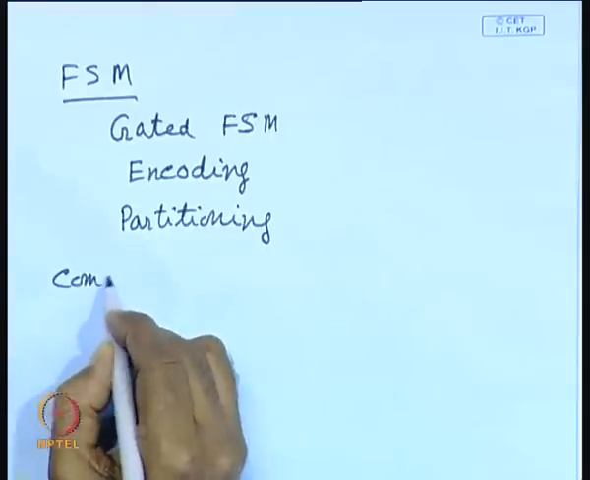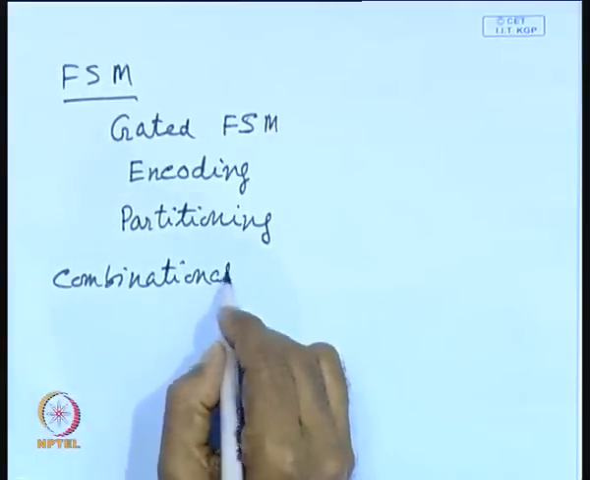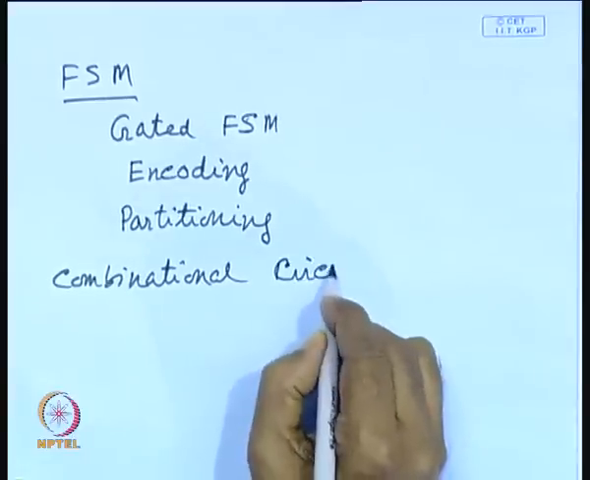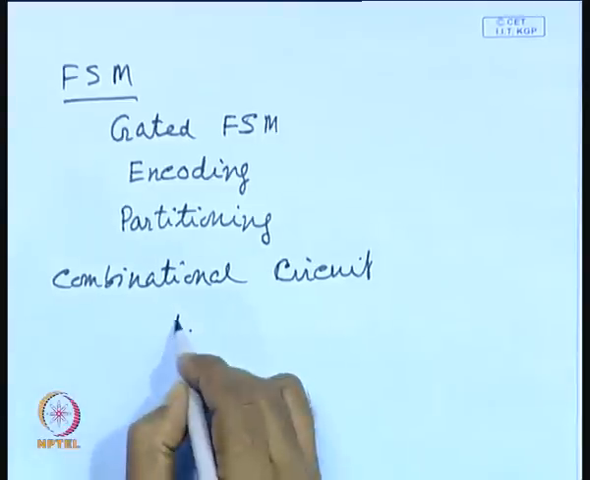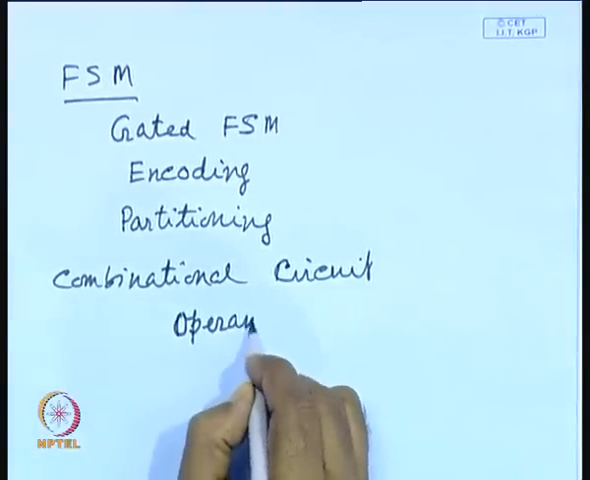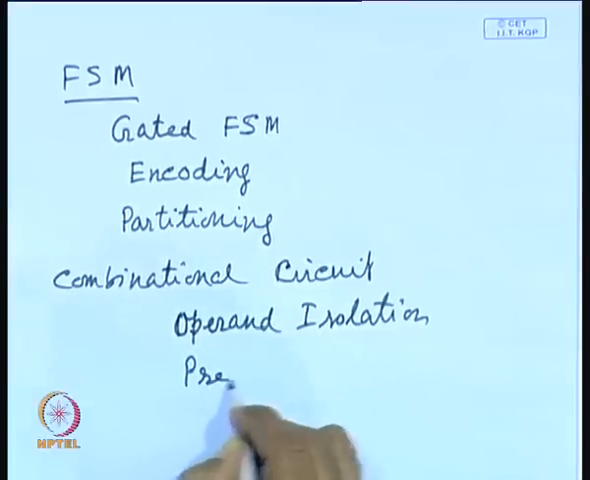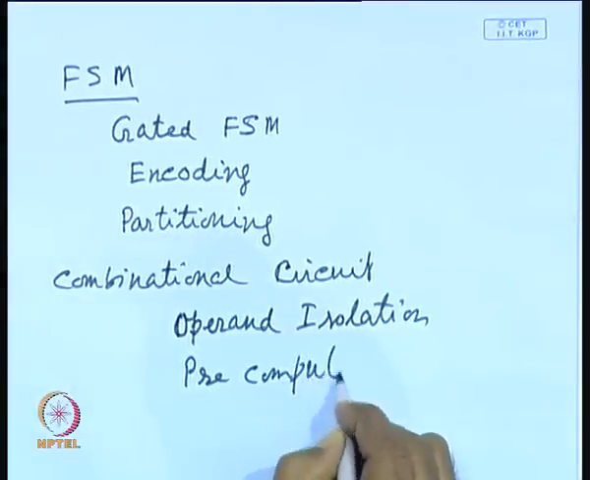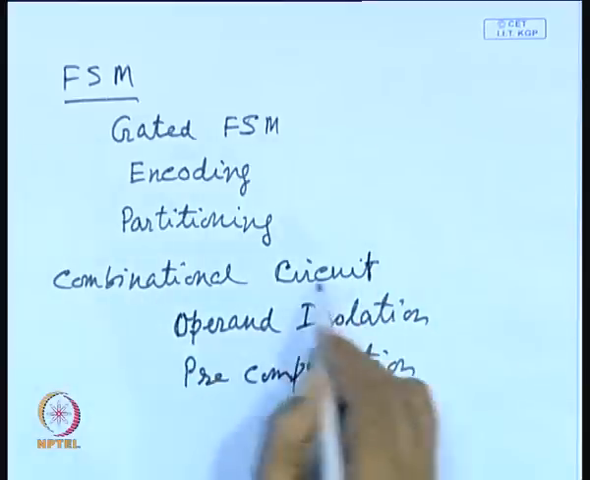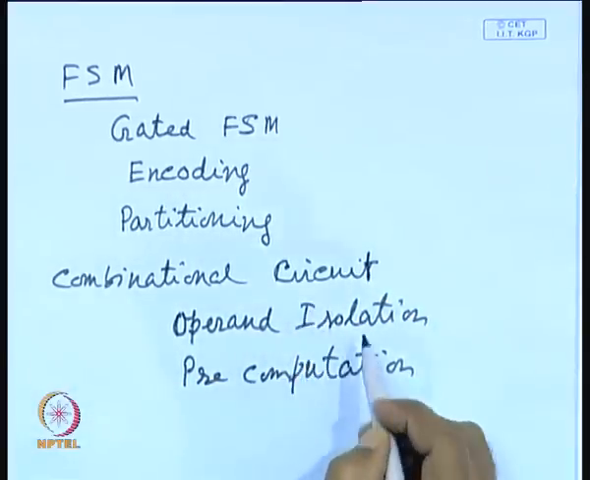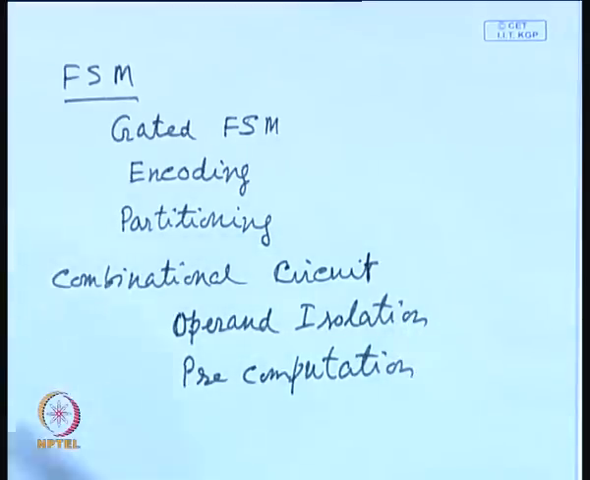In combinational logic blocks also you can reduce power dissipation by using two techniques. Number one is operand isolation, and the second one was pre-computation. In these two cases, when you are driving large combinational circuits, you can inhibit the inputs from reaching these combinational circuits and stop unnecessary transitions.